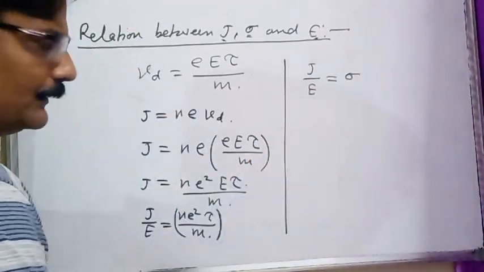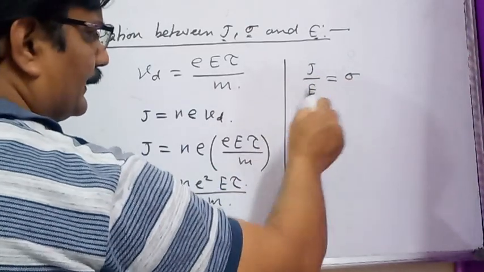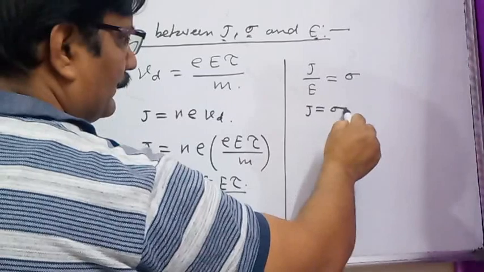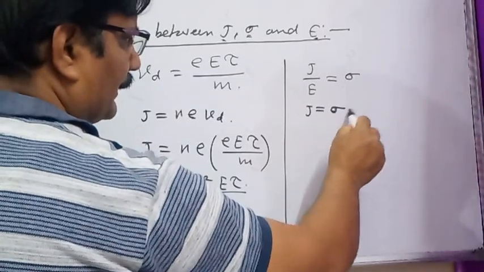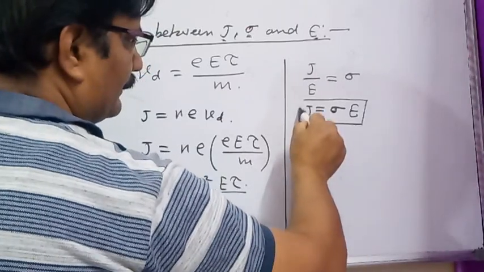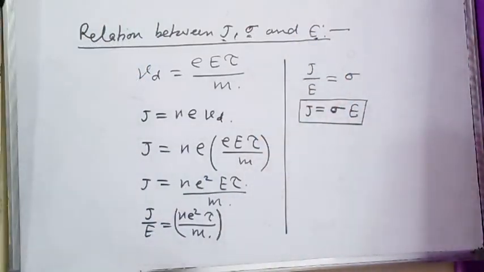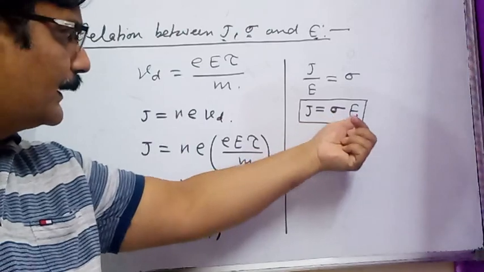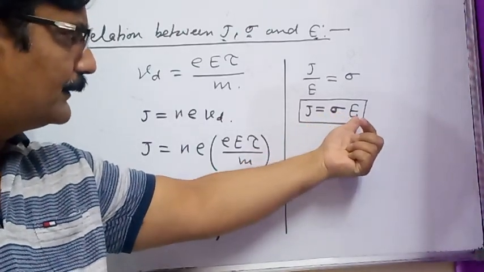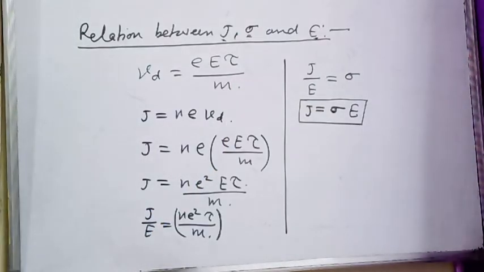That is conductivity. So what is the relation between current density and electric field? Current density J is equal to sigma, conductivity of the material, multiplied by electric field applied across the ends of the conductor. So relation between current density and electric field applied is conductivity multiplied by electric field is equal to current density. This would be the relation between two quantities.